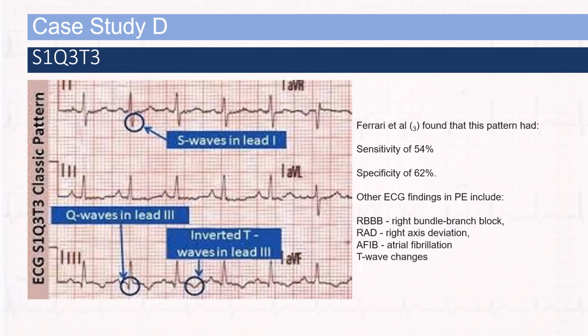You have applied a 12-lead EKG. She's showing S waves in lead 1, Q waves in lead 3, and inverted T waves in lead 3. This is consistent with an S1, Q3, T3 pattern. This is indicative of a possible impending pulmonary embolism.